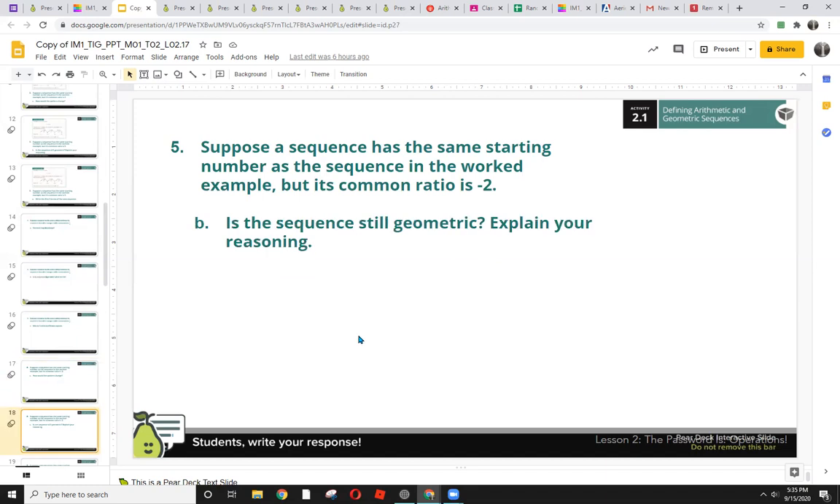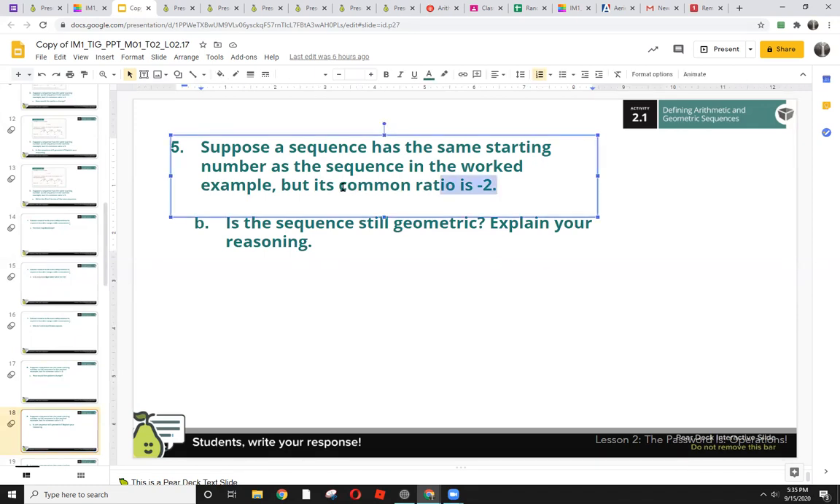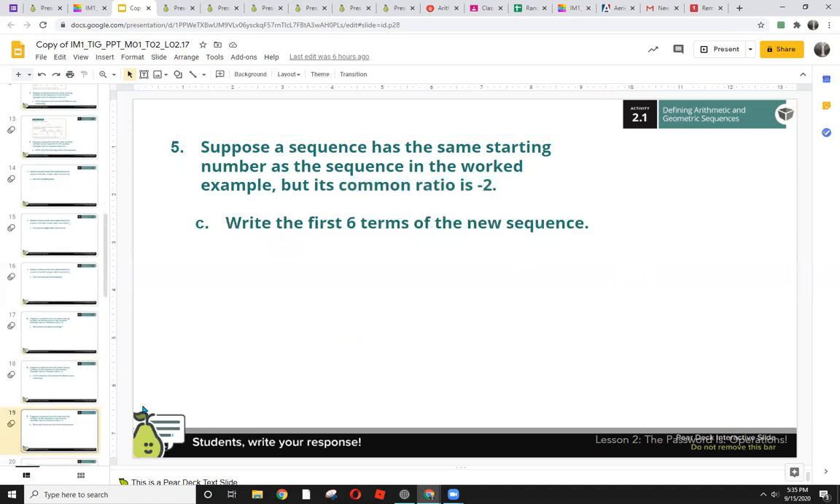Okay, suppose the sequence has the same starting value. Is it still geometric? It is still geometric because we are multiplying by a common ratio, that is -2. As long as you're multiplying by the same number all the time, it's still going to remain a geometric sequence. We're still multiplying by a common ratio. So write the first 6 terms of the new sequence.